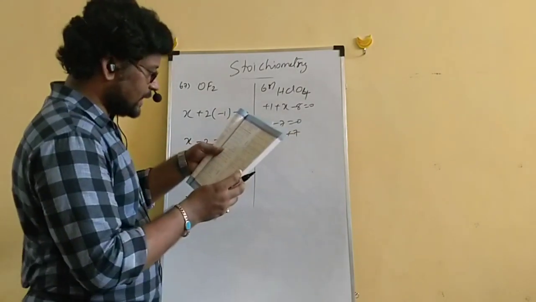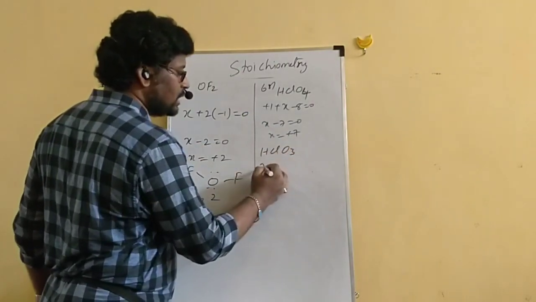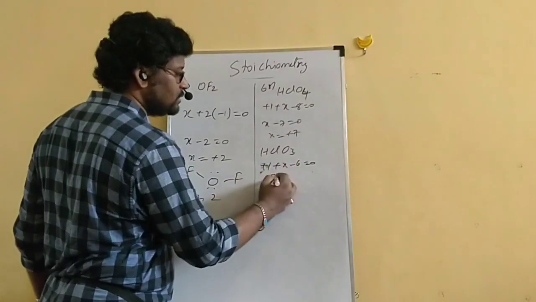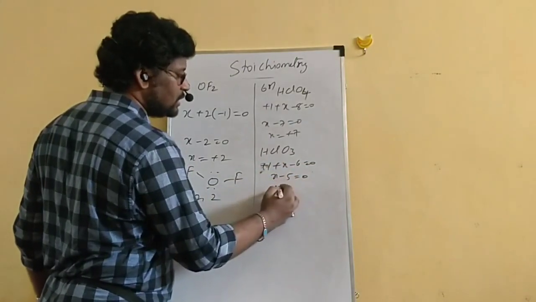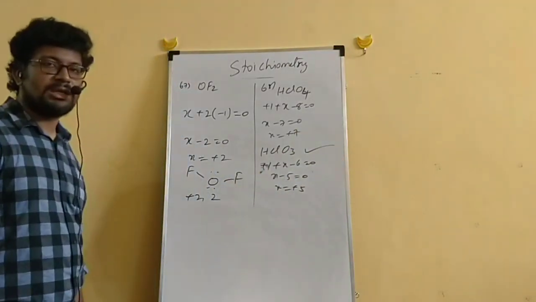Then the next compound, HClO3. Hydrogen plus 1, plus X, minus 6 is equal to 0. X minus 5 is equal to 0. X is equal to plus 5. So the answer is HClO3.